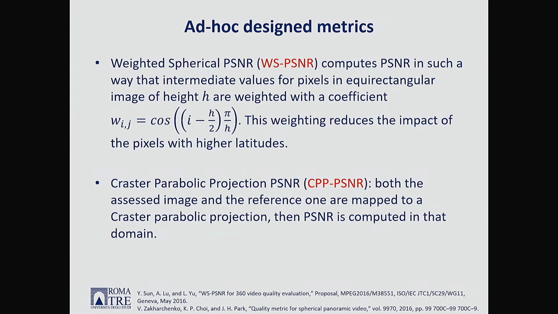Then we have 2 more. One is the one Patrick was presenting, the weighted spherical PSNR. That is basically a PSNR in which a weight is added, just to take into account the equator bias of the viewers that we have demonstrated with the donut shape, that is not really like that, but this metric was developed in 2016. And then we have the cluster parabolic projection PSNR, CPP-PSNR, that is basically PSNR, but only in this cluster representation, the one that you have for the world map. So you project the equirectangular information on this shape, and then you compute the PSNR in this field.